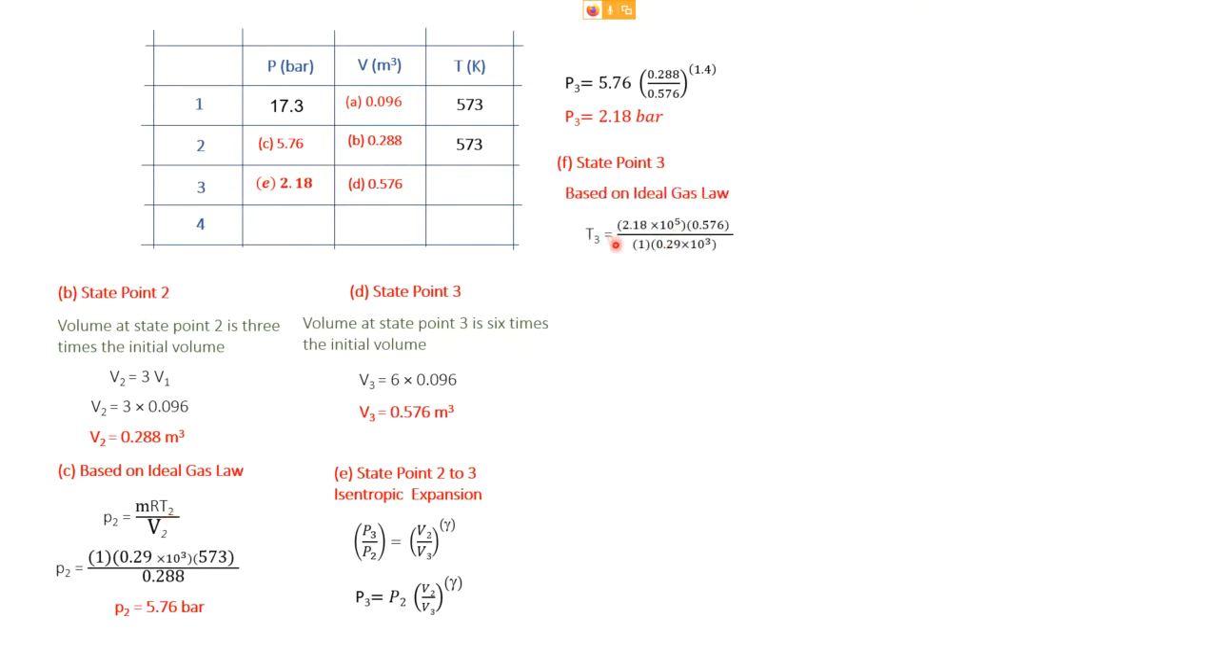So T3 has to be the subject. This is PV over R. This is the ideal gas law, remember the ideal gas law. And then changing T3 to be the subject, you got T3, 433K. So you can write 433, 433. Both of these will be 433 because 3 to 4 is isothermal.